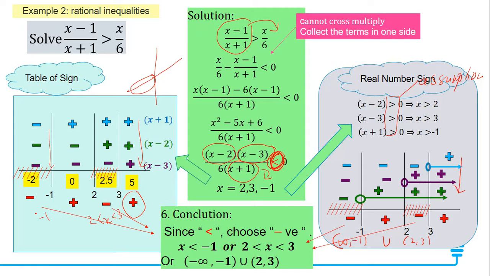This is negative 1, less than negative 1. Sorry, there's no equal sign. So this is your conclusion.